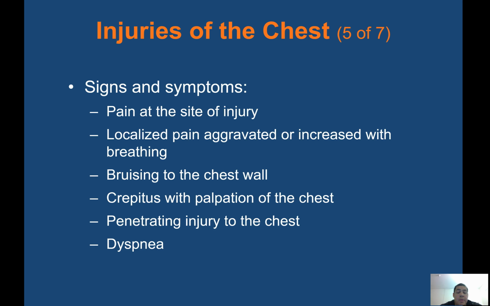So signs and symptoms: pain at the site of injury, localized pain aggravated or increased with breathing, bruising to the chest wall, crepitus with palpation of the chest, penetrating injury to the chest, dyspnea. So crepitus means broken bones, a kind of cracking of bones. If you feel crepitus anywhere, it normally means there's a broken bone somewhere.